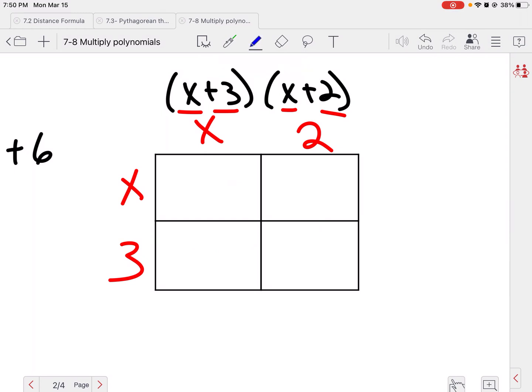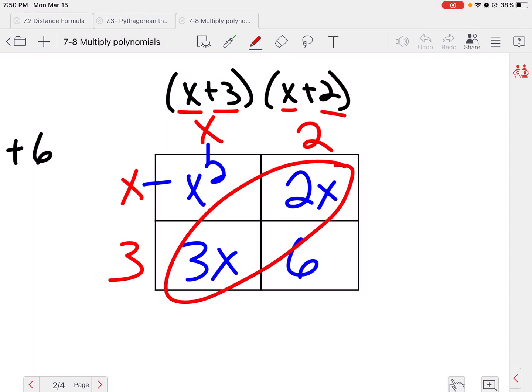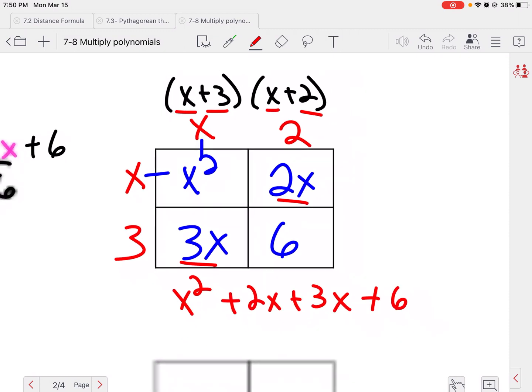Okay? So x times x is x squared. 2 times x is 2x. x times 3, which would be 3x. And then we're doing 2 times 3, which would just be 6. And again, we would combine like terms, so you can kind of see that 3x and 2x go together. So we'll have x squared plus 2x plus 3x. I'm going to write it out just for the first couple times, but you can add it together in your head if you'd like. And then we'd have x squared plus 5x plus 6.